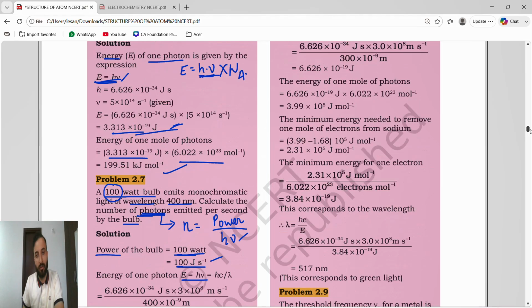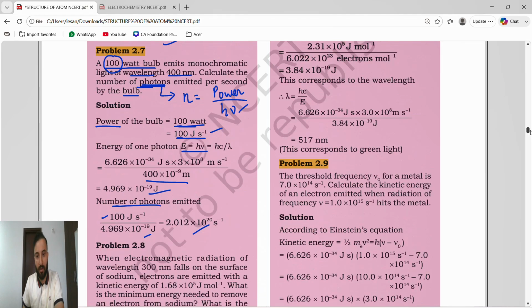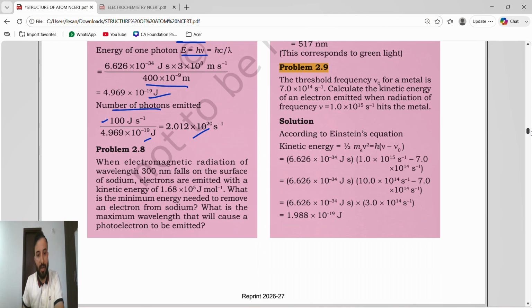Now, guys, try 2.8 by yourself, you'll get the answer. 2.8 you try by yourself, because they won't ask 2.8 in your examination. 2.8 is for CBSE. Okay, 2.9 we will see.